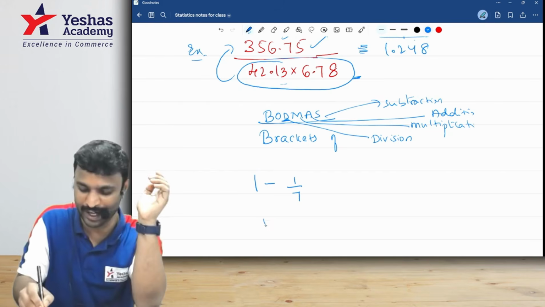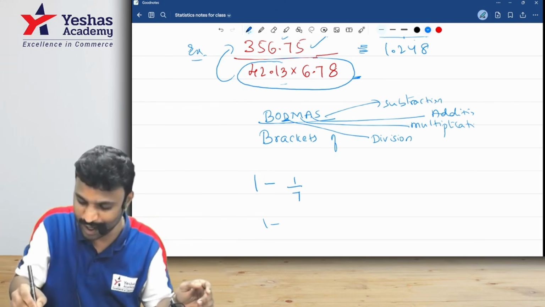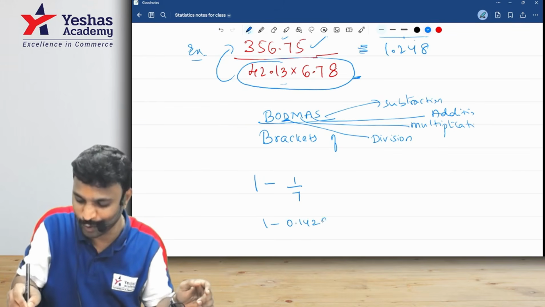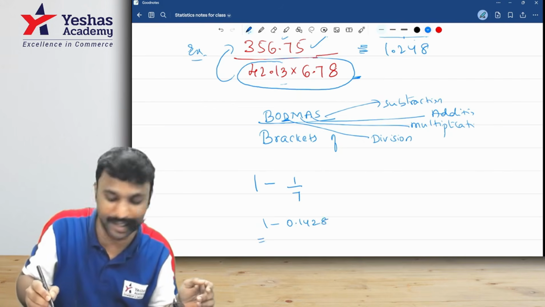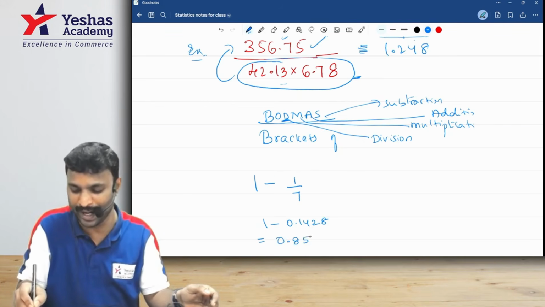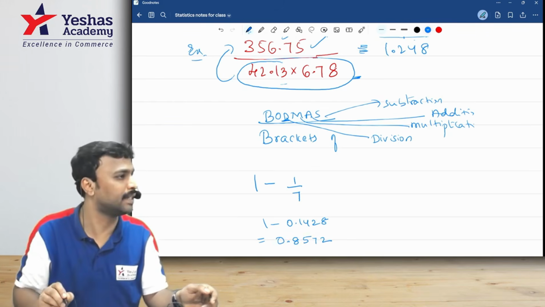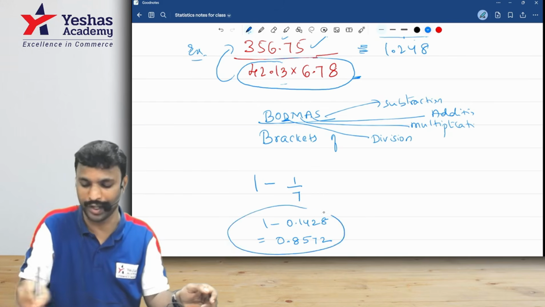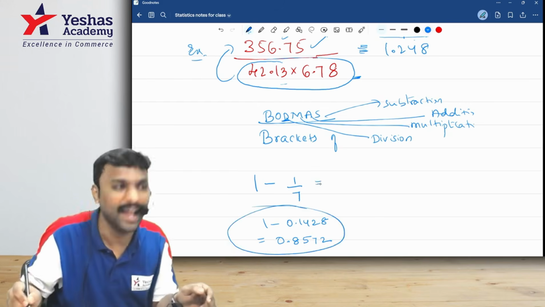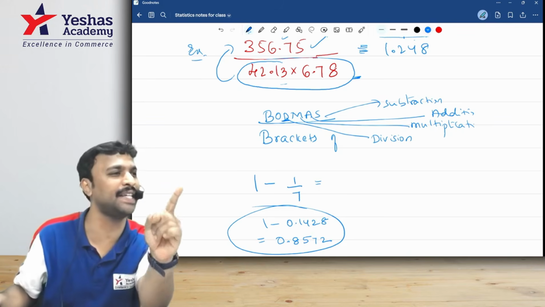First of all, we'll write down the answer in your conventional way. What is 1 by 7 you got? 0.1428. Then 1 minus 0.1428 is 0.8572. Yes, sir. Isn't it? You are not going to do it this way. Rather, everybody look here. As per the priority, the first priority is given for what?